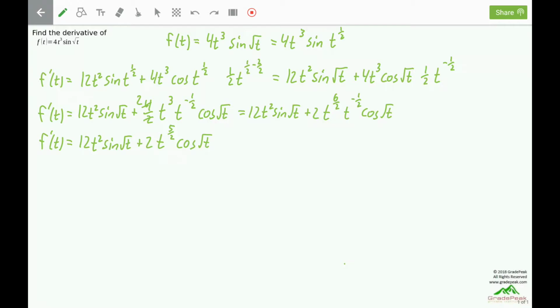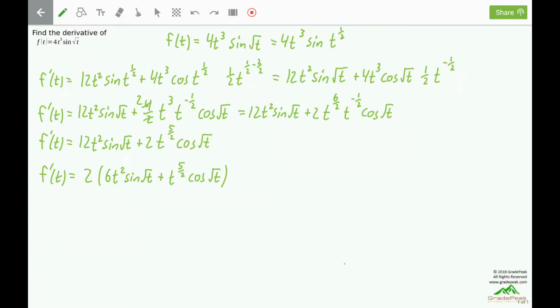It is possible to factor this a little further. There's a common factor with the constants. There's a 12 here and a 2 here, so we can factor out a constant of 2. So f prime of t will be 2 times 6t squared sine square root of t plus t to the 5/2, we took the 2 out, cosine square root of t.